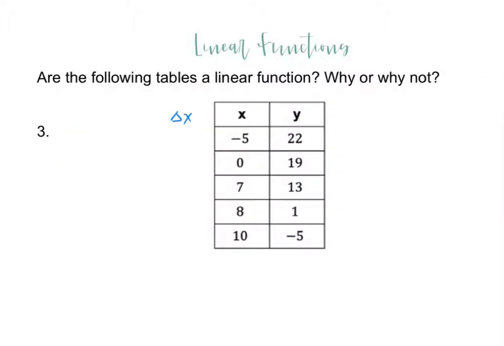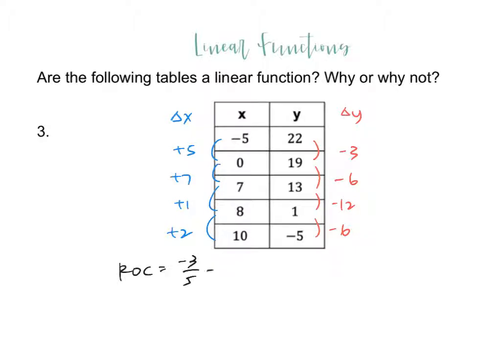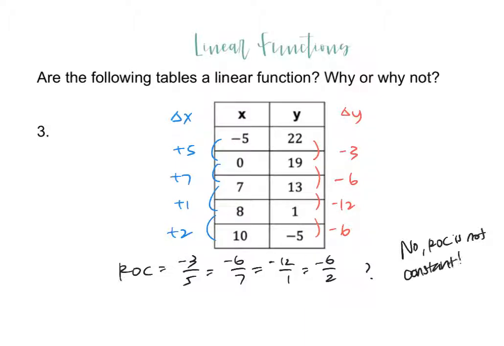So here's another table, and we want to figure out if it's linear. I want to find the change in x. So I see it's going up by 5, going up by 7, going up by 1, going up by 2. On the change of y, I see that it's going down by 3, down by 6, down by 12, and down by 6 again. So if I were to find this rate of change, it's -3 over 5, -6 over 7, -12 over 1, -6 over 2, and I see that none of these are equal to each other. So no, this rate of change is not constant, so it would not be a linear function because these are not all the same.